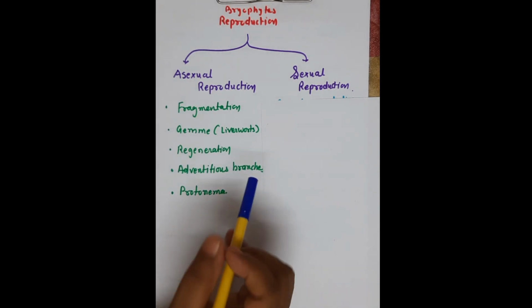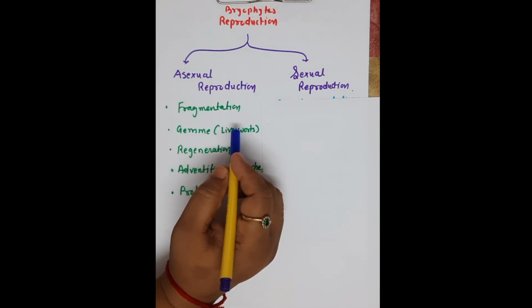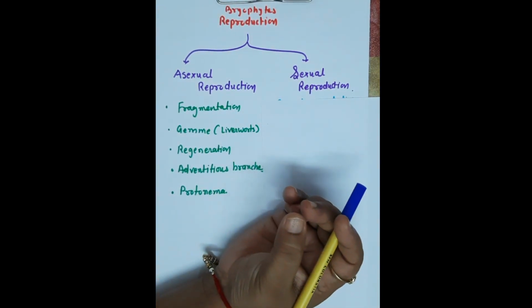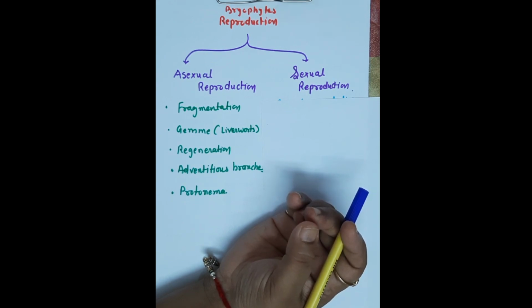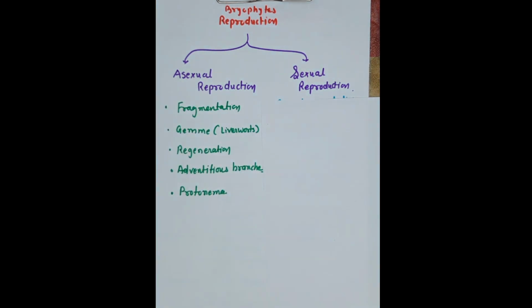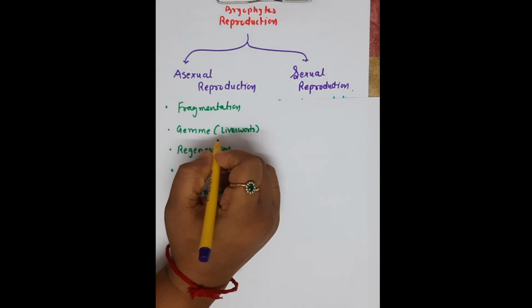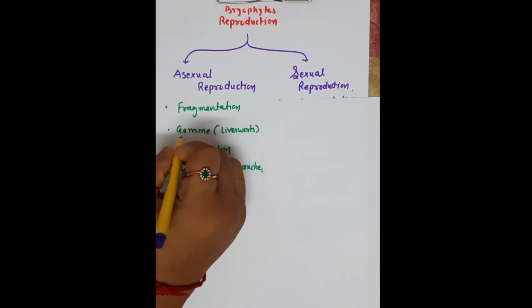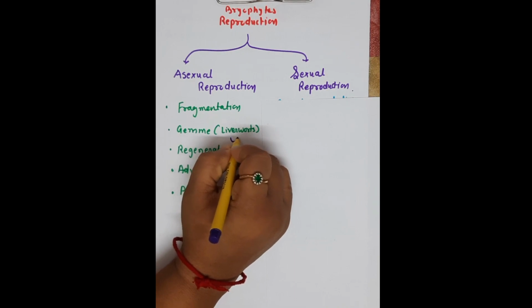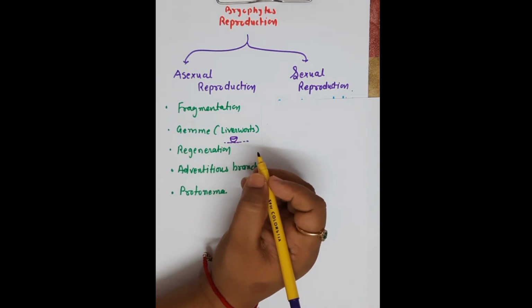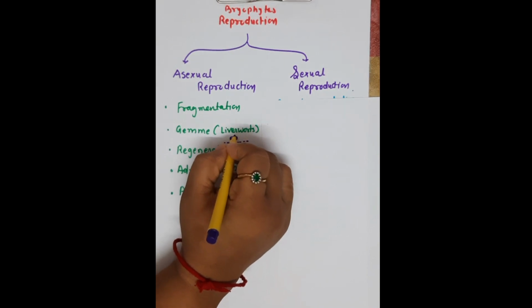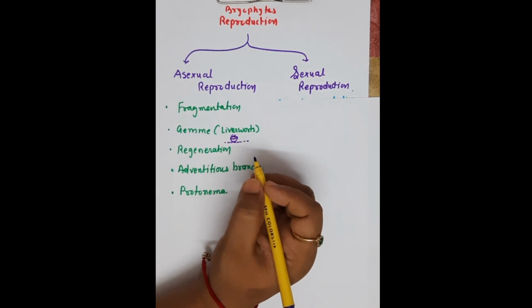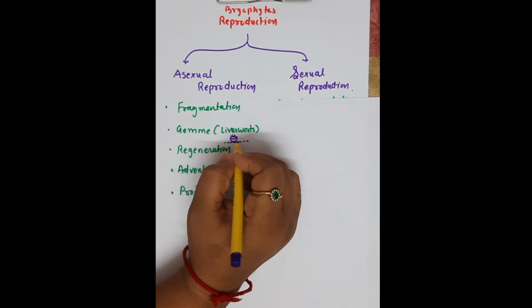Asexual reproduction is observed by fragmentation. As we know, some part separates and forms a new plant body. Then there is a special type of asexual reproduction, that is gemmae. Here a cup-like structure occurs, specially observed in liverworts, and these gemma cups form buds known as gemmae, and when a gemma detaches from the parent body it forms a new plant.